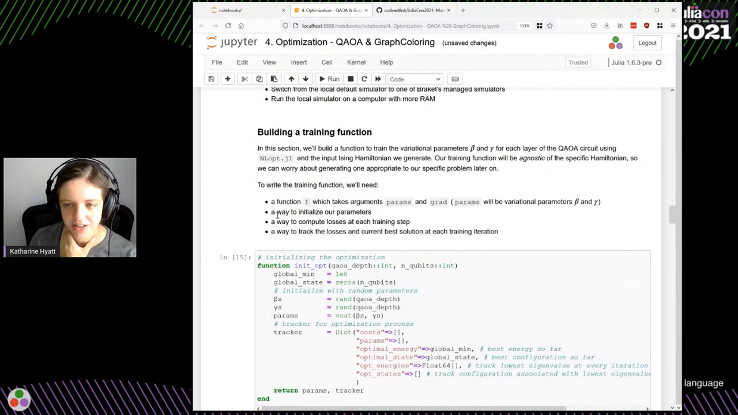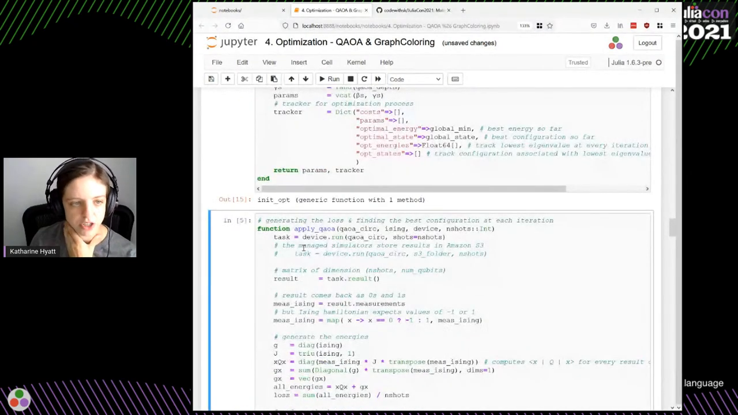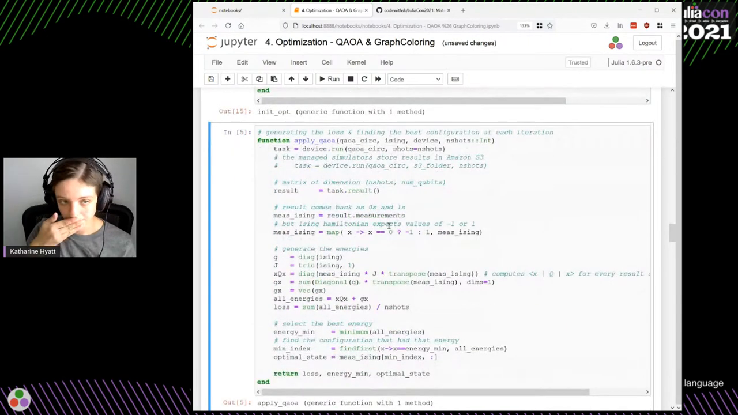And then we've dealt with a way to initialize our parameters. Now we need a way to compute the losses at each training step. So to do that, we're going to define this function apply_QAOA. This is going to take a Braket circuit object, QAOA_circ, the Ising Hamiltonian, the device we want to run the circuit on, and the number of shots we'd like to use. So what we do is we run the QAOA circuit on the device and generate n_shots output bit strings.